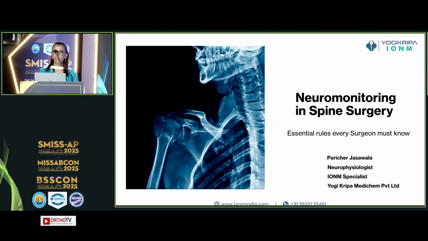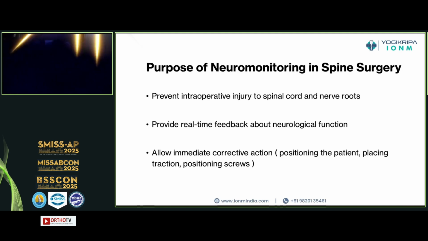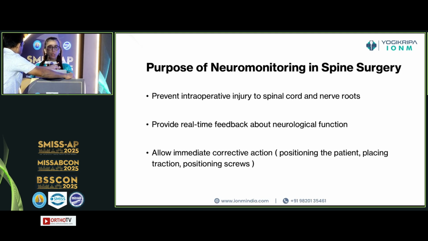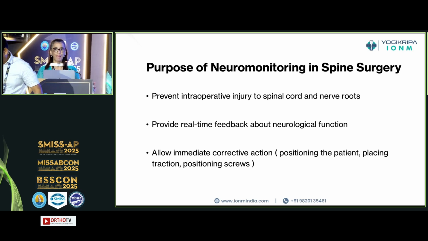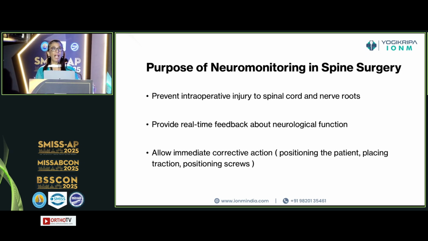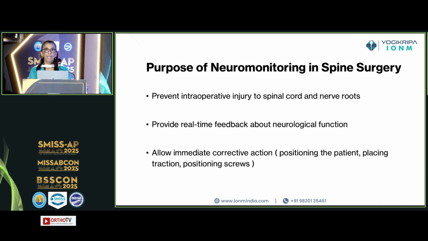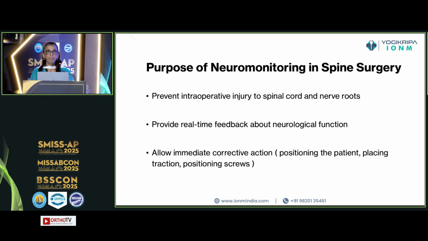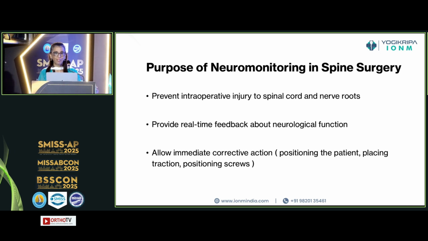Speak upon neuromonitoring in spine surgery and certain essential rules every surgeon must know. First, the purpose of neuromonitoring in spine surgery: prevent intraoperative injury to the spinal cord and the nerve roots, provide real-time feedback about the neurological function, and allow immediate corrective action if there are any changes during positioning the patient, or while placing screws, or by giving traction. So you can immediately make the changes so that the patient remains intact.